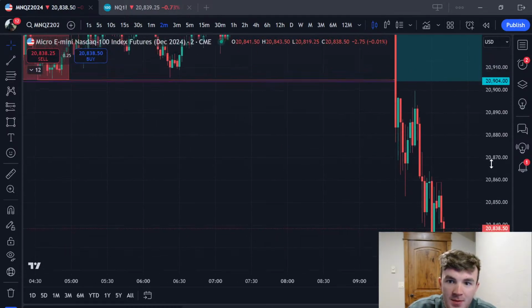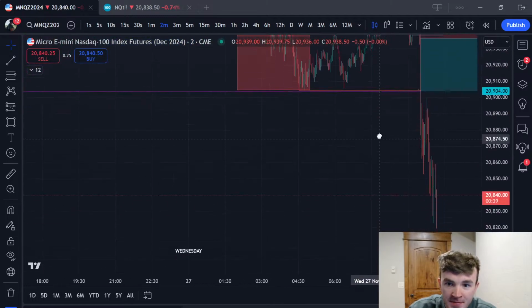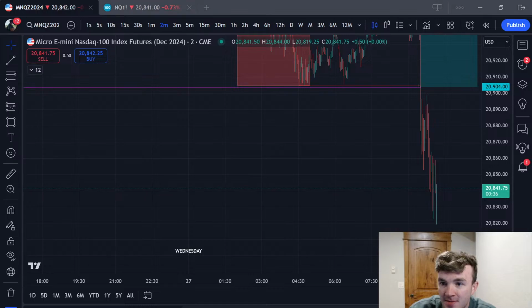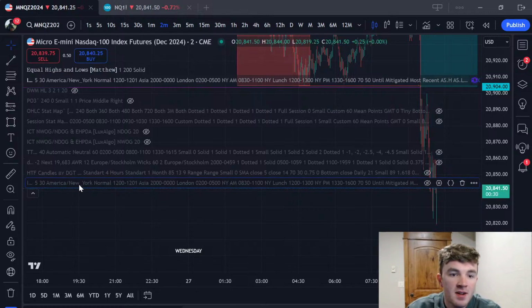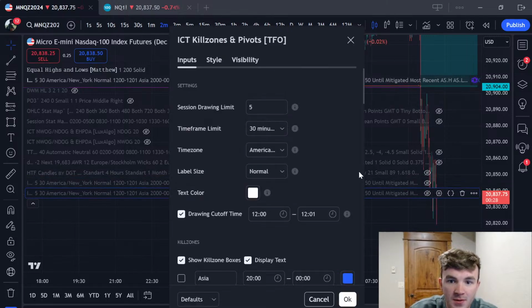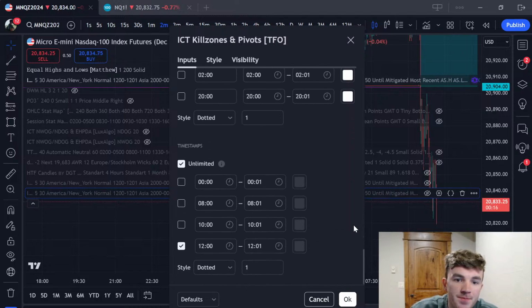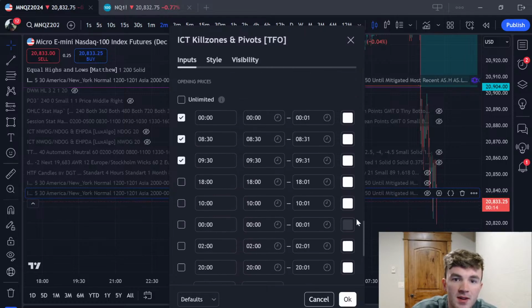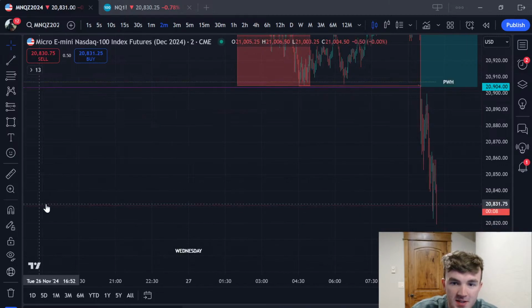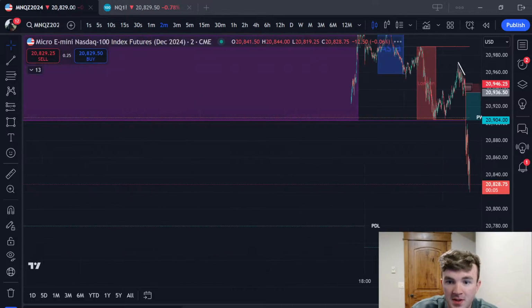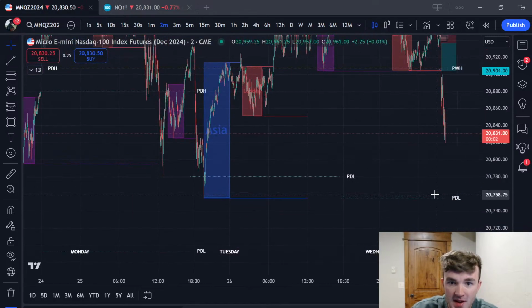Let's just take a look at the market right now. The price action is not nearly as good, but you never know. We might get something. So I'm going to add another thing here, specifically for days highs and lows, weeks highs and lows, and months highs and lows. And I'm going to turn off the times. So this is going to show us previous days highs and lows, previous weeks highs and lows, previous months highs and lows. We got previous day's low down here.